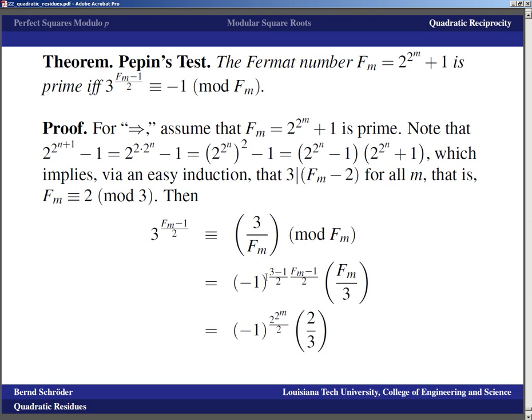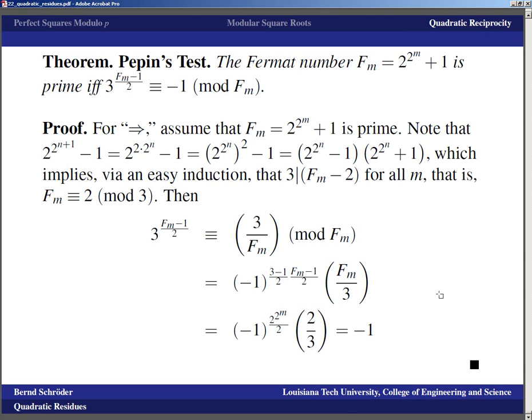And here's where we realize that, well, (3 minus 1)/2 is 1, and Fm minus 1 is 2^(2^m), over 2, so this is going to be 1 ultimately. And Fm, as we've just seen, is equivalent to 2 modulo 3, which means this is just the Legendre symbol of 2 over 3, and that ends up being -1 by direct computation. You just check the numbers. 1 squared is 1, 2 squared is 4, which is 1 modulo 3 also, which means that 2 is not a perfect square. It's not a quadratic residue modulo 3.